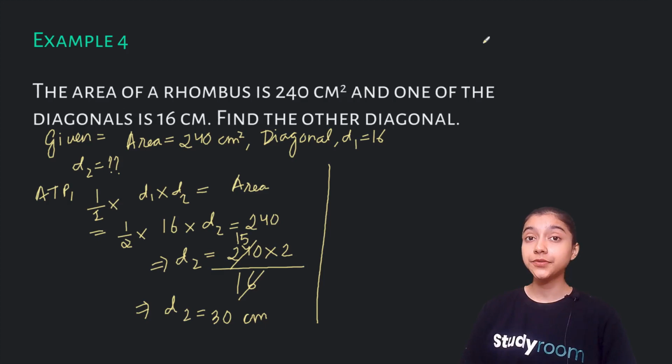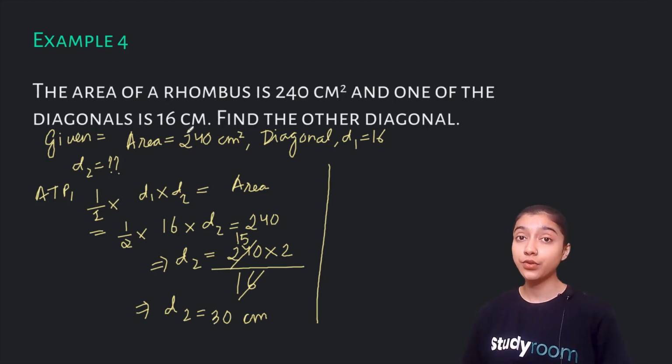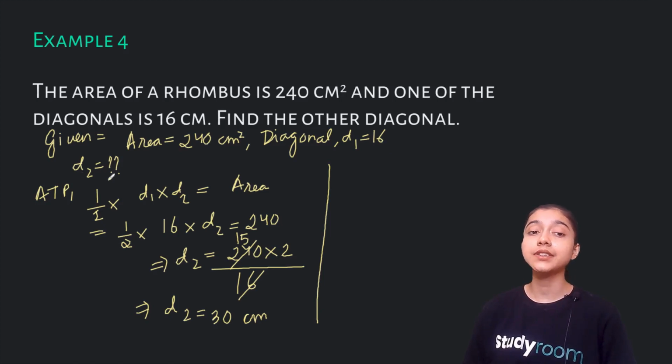But over here, the figure that has been given is a rhombus. So the question is, the area of a rhombus is 240 centimeters square. One of the diagonals is 16 centimeters. Find the other diagonal. So we know that the area of a rhombus is half into product of its diagonals. So we have been given one diagonal D1 as 16 centimeters and the area is 240 centimeters square. We have to calculate the other diagonal, that is D2.